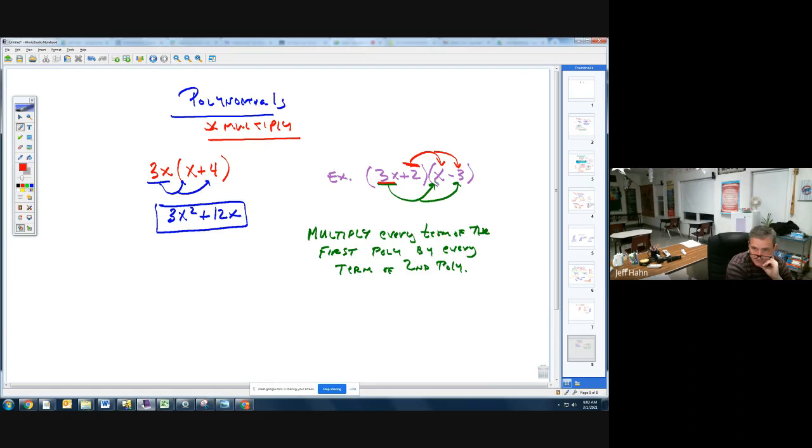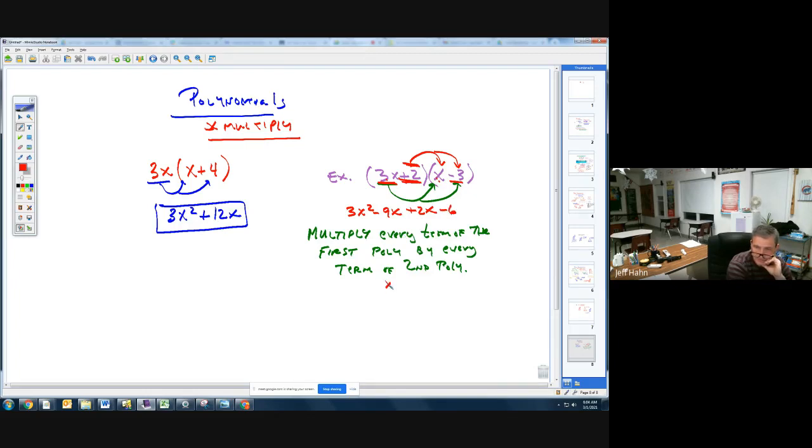So 3x times x is going to give me 3x squared. That's this times this. Now this first one times the second one, it's a 3x, and be careful with this, this is a minus 3. 3x times a negative 3 is a negative 9x. So that's my first part. Now I have to multiply everything by this plus 2. Positive 2 times x is plus 2x. And then positive 2 times a negative 3 is a negative 6.